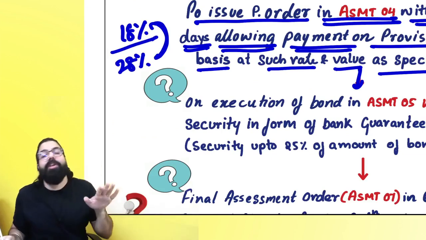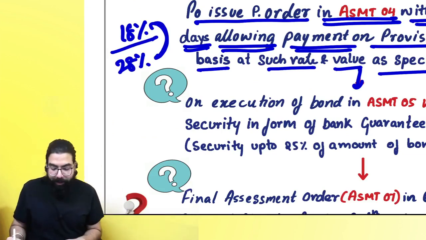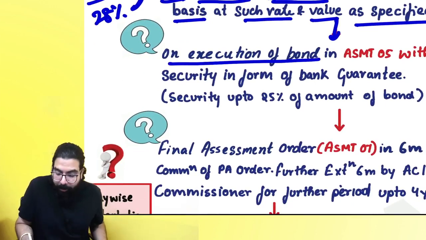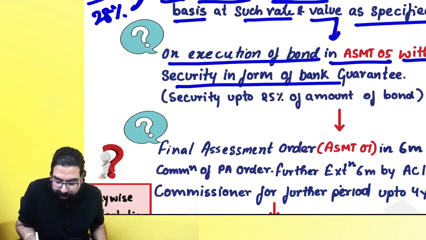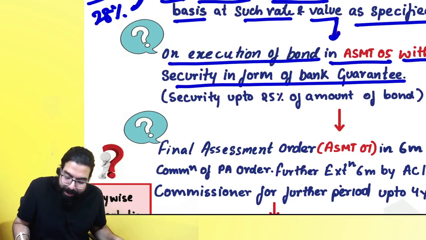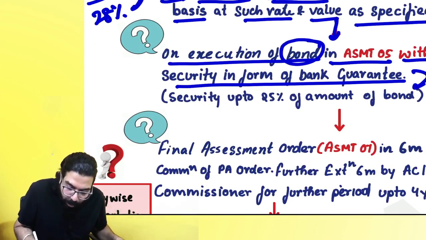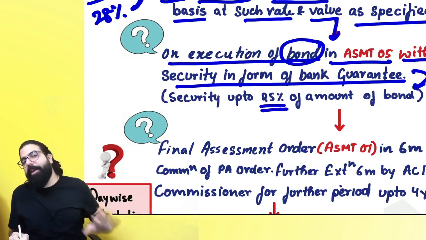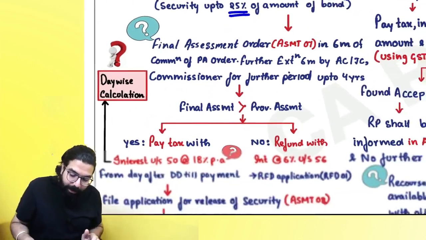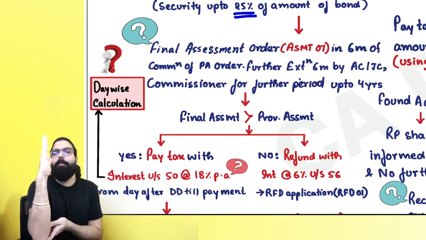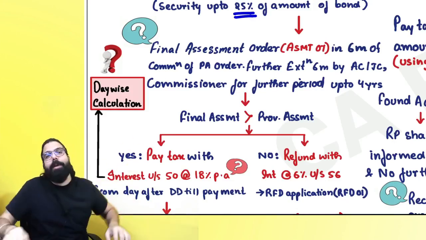So in order to secure myself, the officer will tell you: sir, on execution of the bond in ASMT 05, along with the security, which is a bank guarantee, you will have to provide a bank guarantee of 25% of the bond, then the provisional assessment will be allowed. Now they are telling you: you asked for provisional assessment, they gave you provisional assessment, now final assessment will be done.